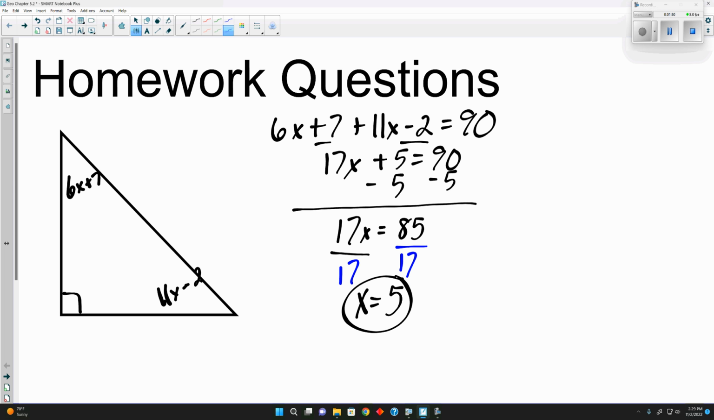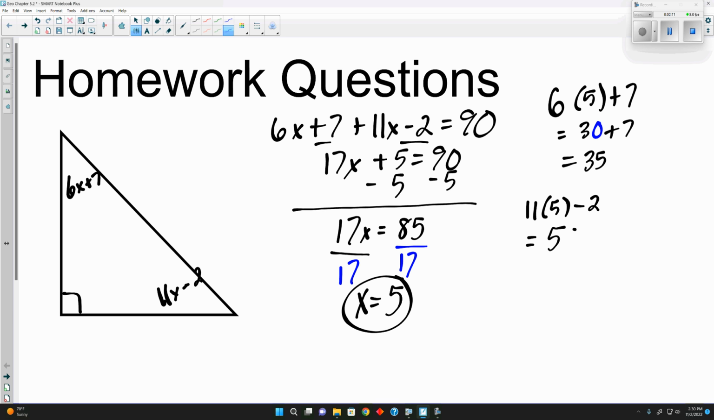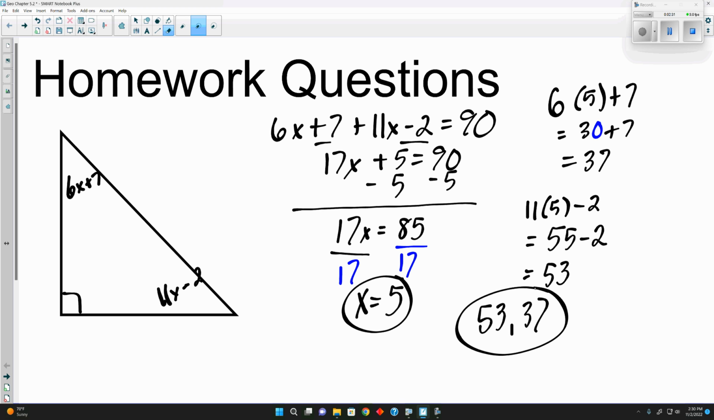Now, if we look back at the instructions, it says find the measure of each acute angle. It didn't want us just to find x. We do have to plug it back in. So we'll do 6 times 5 plus 7. 6 times 5 is 30, plus 7 is 37. We can do the same thing with 11 times 5 minus 2. 11 times 5 is 55, minus 2 is 53. So our two answers are 53 and 37.